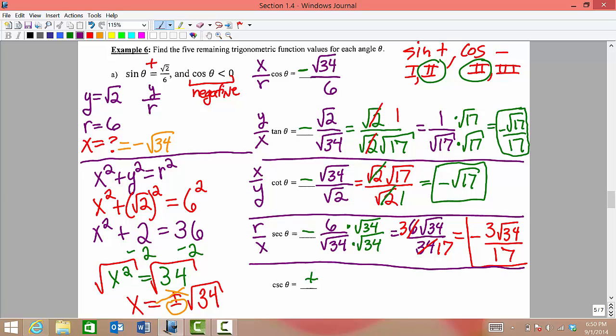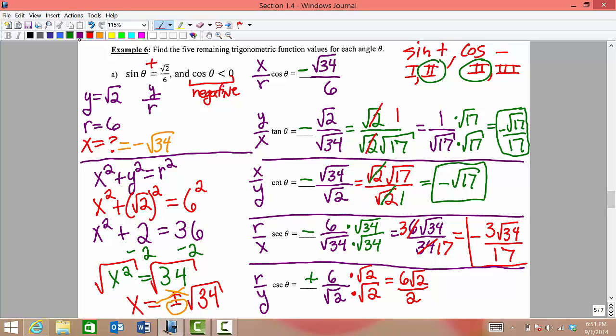And the last value we're looking for is cosecant. Cosecant is r divided by y. Our r value is 6, and the y value is the square root of 2. So we need to rationalize and simplify as much as we can. Let's multiply top and the bottom by the square root of 2.